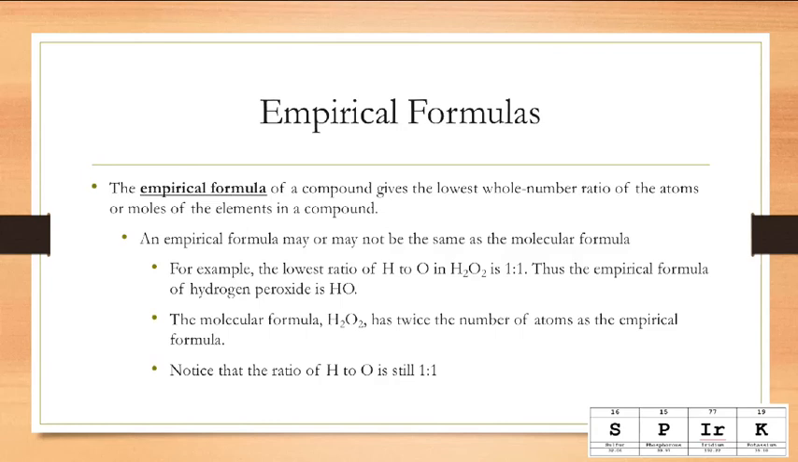For example, the lowest ratio of H to O in H2O2 is a 1-to-1 ratio. Thus, the empirical formula of hydrogen peroxide is HO because that's the lowest whole number ratio. The molecular formula H2O2 has twice the number of atoms as the empirical formula. Notice that the ratio of H to O is still 1-to-1, however.